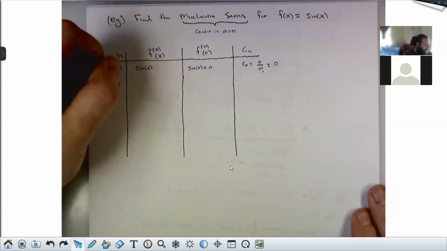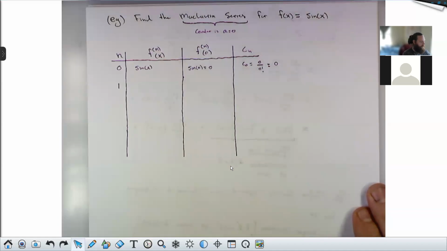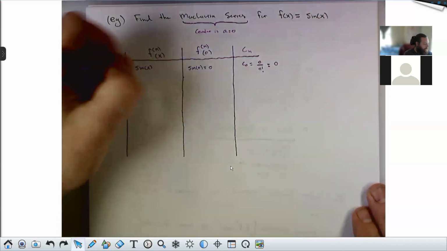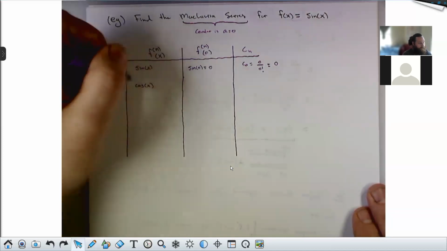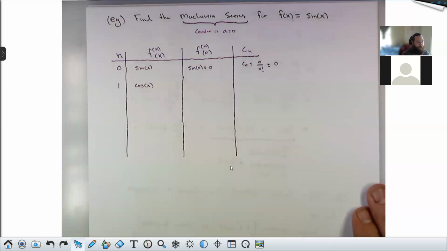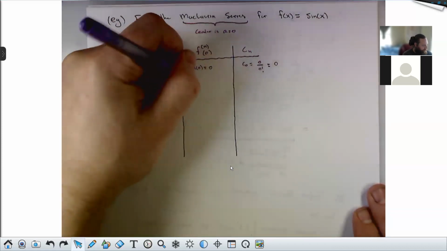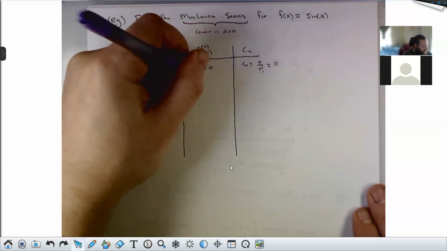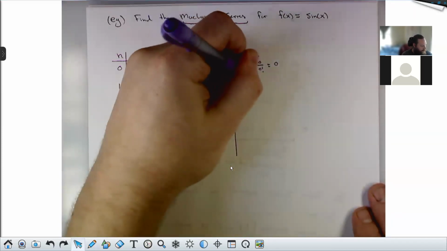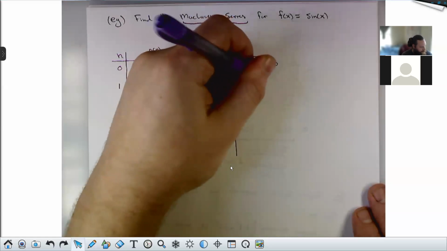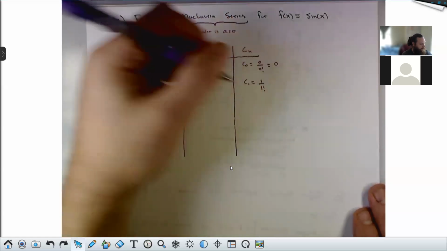Moving on, when n is equal to 1, I'm talking about the first derivative here. So the first derivative of sine x is cosine x. If I plug in my center, that gives me the cosine of 0, which is 1. And then dividing that by 1 factorial, I get C1 is 1 over 1 factorial. And I'll just leave that like that.